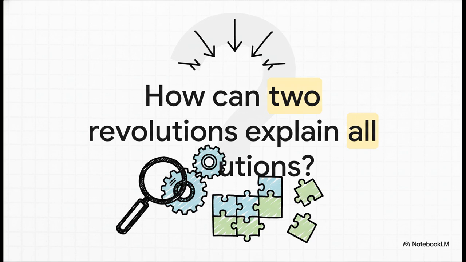So let's just get right to the heart of it. How can looking at just two revolutions possibly explain all of them? Well, the short answer is they can't. And you know what? That's not even the goal. The real power of this kind of research isn't about creating some universal law that applies to everything everywhere. No, it's about building a deeply detailed, rock-solid explanation for the specific cases you are studying. It's all about solving the puzzle that's right in front of you with some seriously sharp logic.